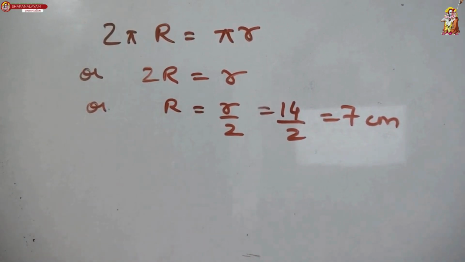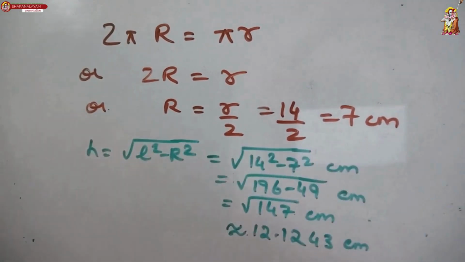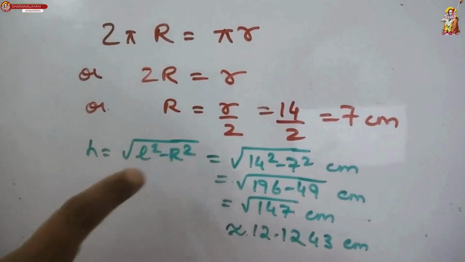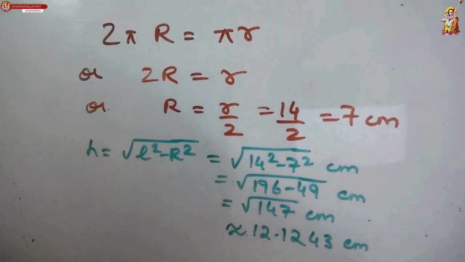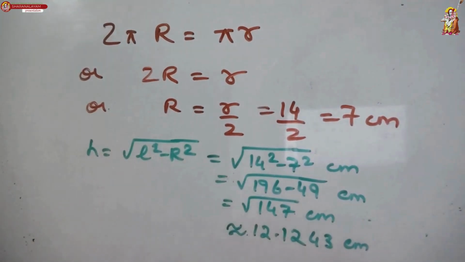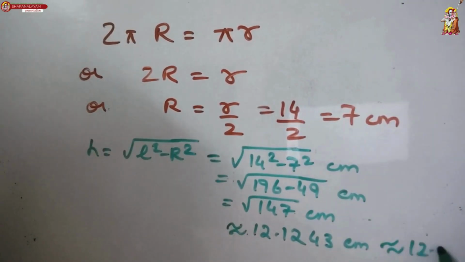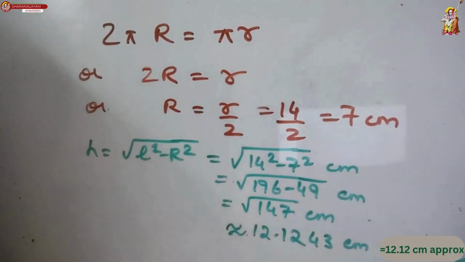Now to find the capacity of the cup, we have to find the volume of the cup, and to find the volume of the cup, we need to find the height of the cone, correct? Now the height of the cone we know, that is square root of L square minus capital R square. With the given measurements, we have that to be equal to square root of 14 square minus 7 square, and that comes to be approximately 12.1243 centimeters. That is approximately 12.12 centimeters.